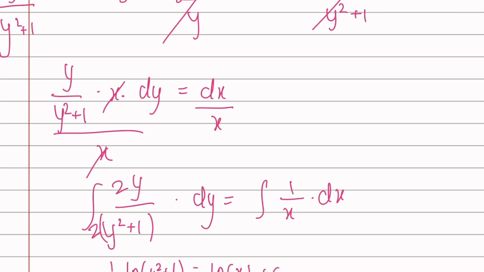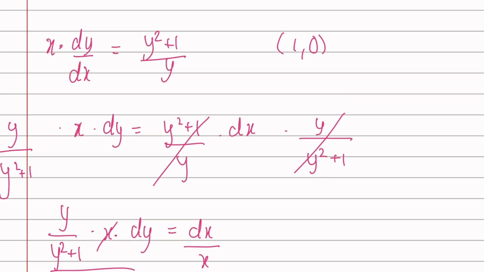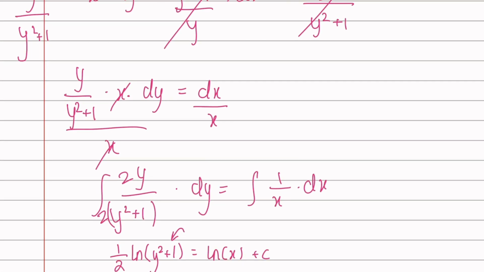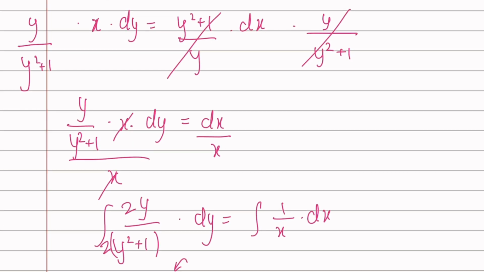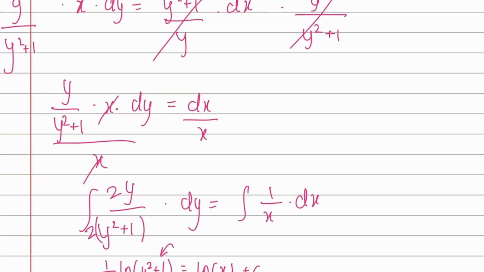I hit upon the same problem. Before I deal with the problem of the relation of y and x, first things first, let's use the initial condition to find the constant. So 1/2 ln of, I believe it's 0, yes, 0 plus 1, which equals ln of 1 plus c. Ln 1 is 0 on the calculator, therefore c equals 0.